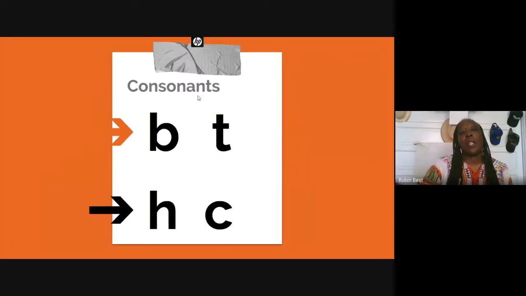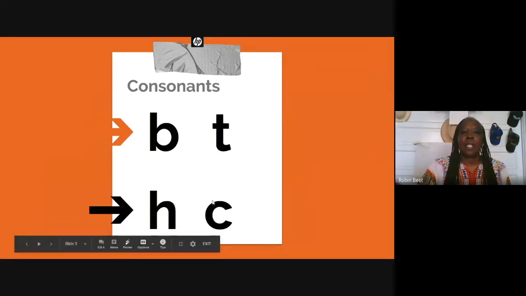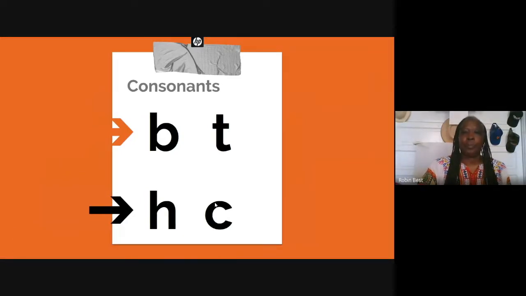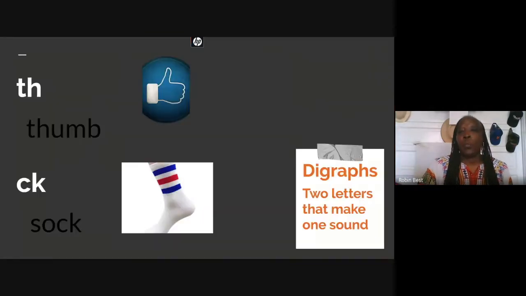Consonants are letters that are not vowels. I have four consonants here today. Let's go over them: B, T, H, C, K. Now, when you have two letters that make one sound, we call those digraphs. This week, we're going to go over two digraphs: the T, H, th, with no voice, and the C, K.